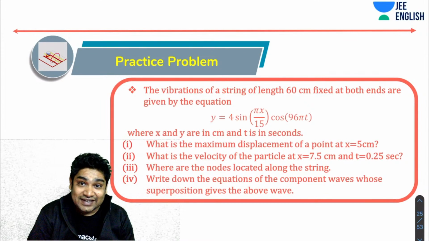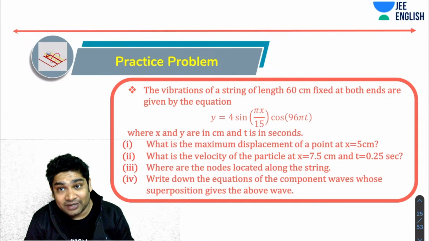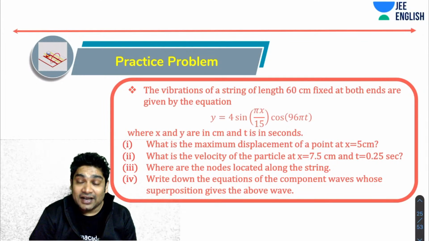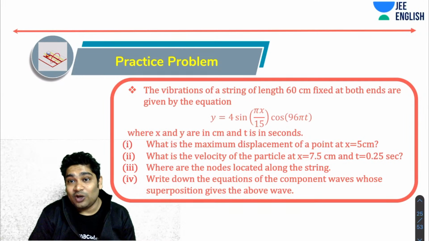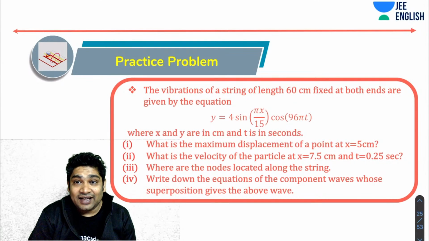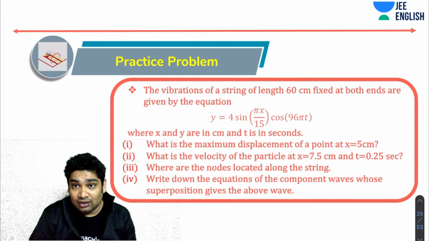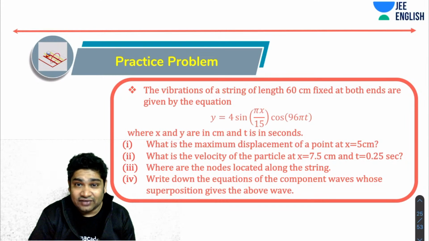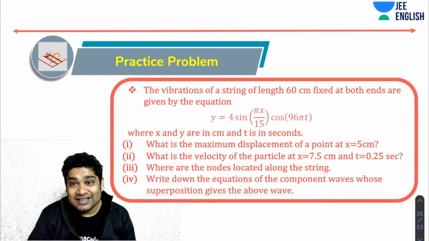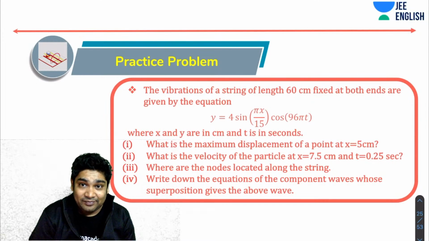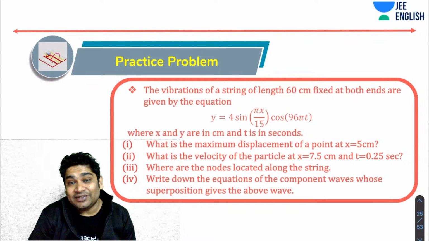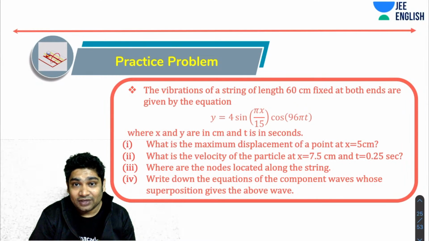So this question says that the vibrations on a string of length 60 centimeter fixed at both ends are given by the equation, which is 4 sine of pi x over 15 into cos of 96 pi t. Where x and y are in centimeters and t is in seconds. What is the maximum displacement of the particle at a point at x equals 5 centimeters? Next, what is the velocity of the particle at x equals 7.5 at t equals 0.25? Where are the nodes located on the string? And write the equation of the component waves whose superimposition gives the above standing wave equation.